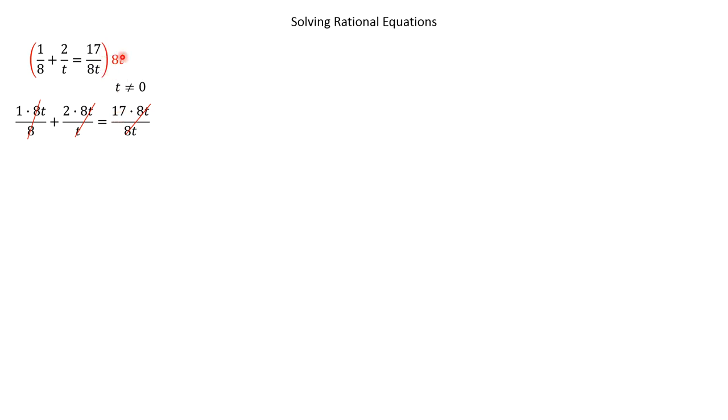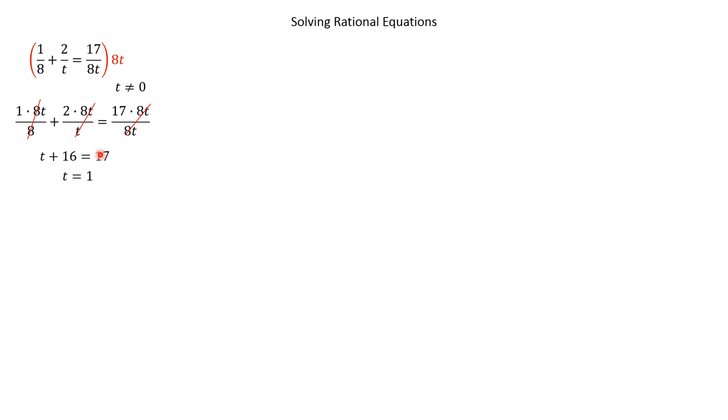So generally, I would go 8t, multiply, 8 cancels, 1 times t. Here the t cancels, 2 times 8, and here they both cancel. It's just 17. And we'll see that as we go through some of these problems. But I want you to notice how all of the denominators are gone now. And so we're just left with t plus 16 equals 17. This is an easy one to solve from here. Subtract 16, t equals 1.